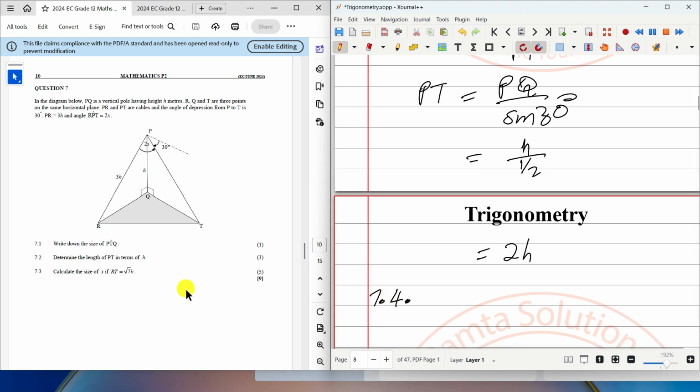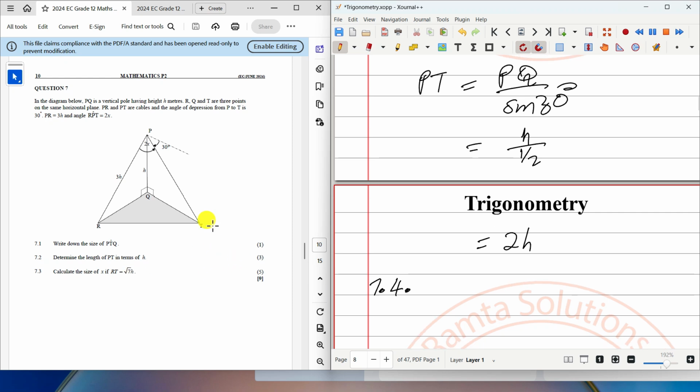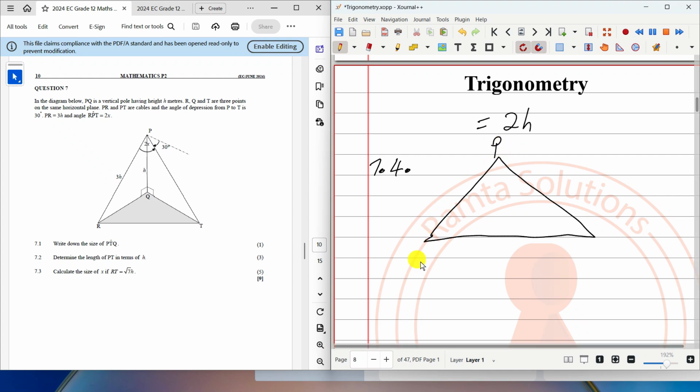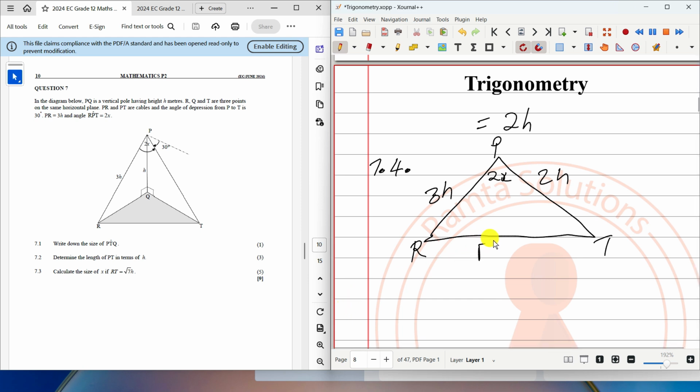7.4. Calculate the size of x if RT is the square root of 7 times h. So we're looking for RT. No worries. We draw this in our answer sheet. Not going to be penalized because the instruction said show all diagrams. So this is 3h and this is 2x. And this is PT, which we found to be 2h. And RT is the square root of 7 times h.